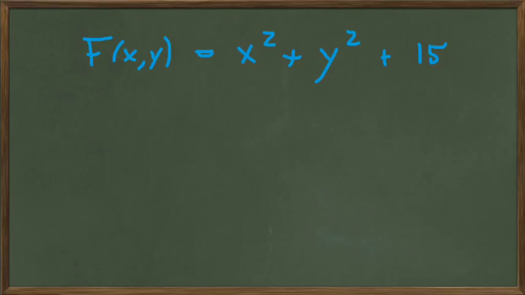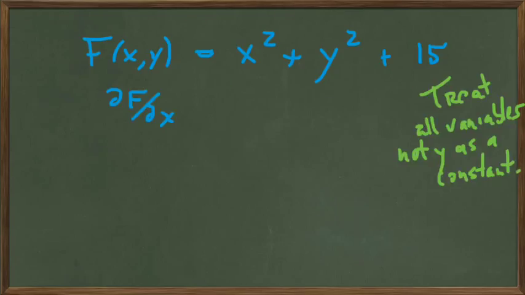So let's start with this function f of x, y equals x squared plus y squared plus 15, where we have the variables x and y separated and the constant term separated. And let's say we want to take partial f, partial y. So when we take a partial derivative, without going into the formalities of how they are obtained, the way to do it is just to treat all variables that are not y as if they were a constant.